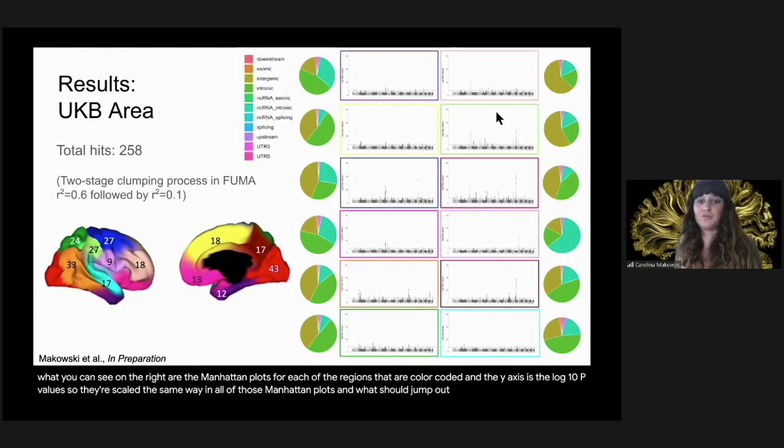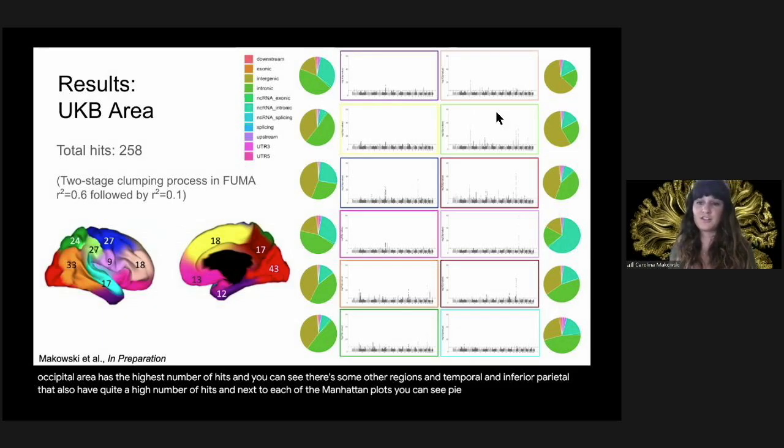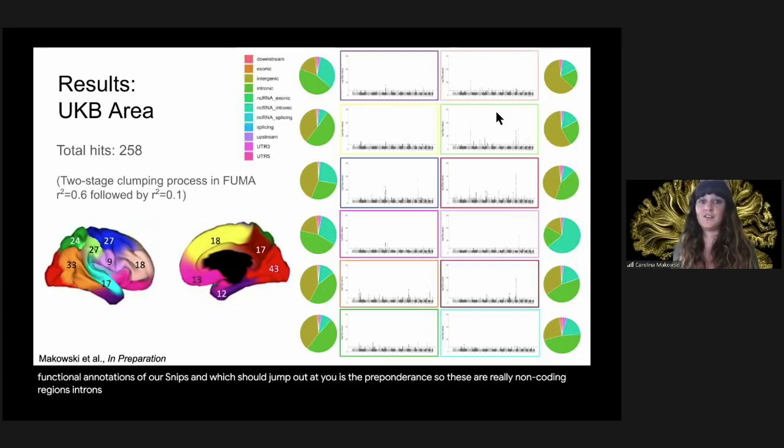And what should jump out at you right away is that the occipital area has the highest number of hits, and you can see there are some other regions in the temporal and inferior parietal that also have quite a high number of hits. And next to each of the Manhattan plots, you can see pie charts that show the functional annotations of our SNPs. And what should jump out at you is the preponderance of turquoise, green, and olive. So these are really non-coding regions, introns, non-coding RNA, intergenic regions, which is probably not surprising, but suggests that our hits are really enriched in these non-coding regions.